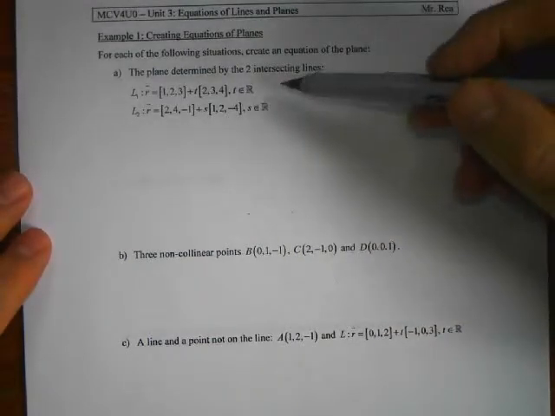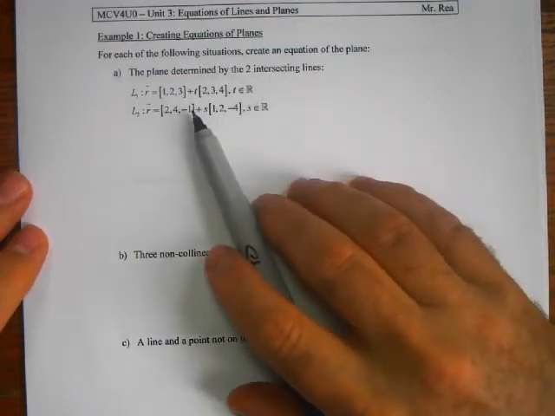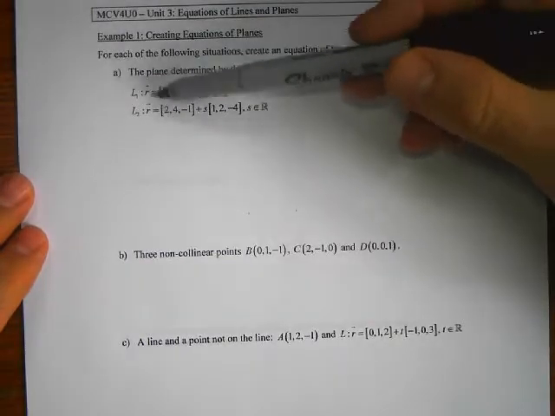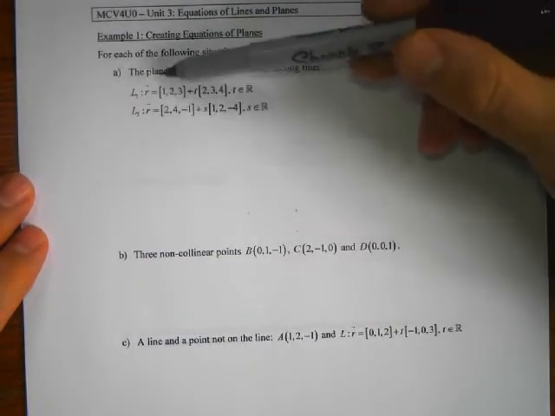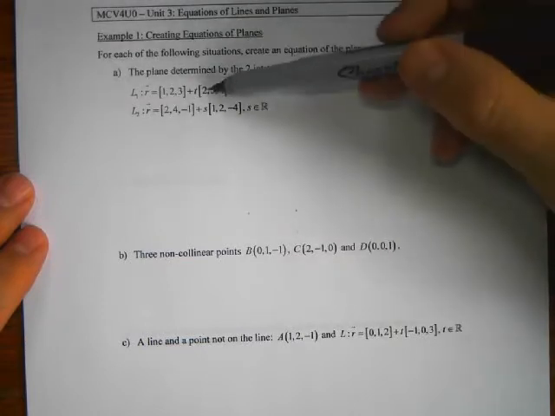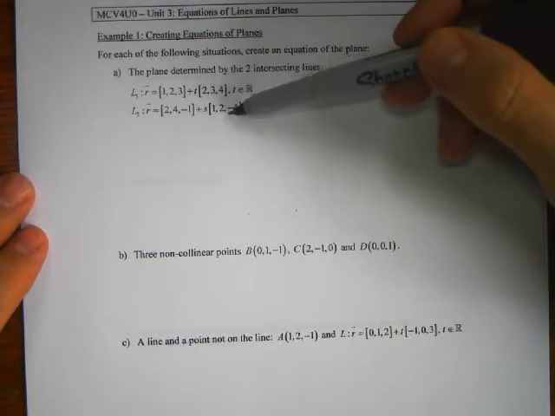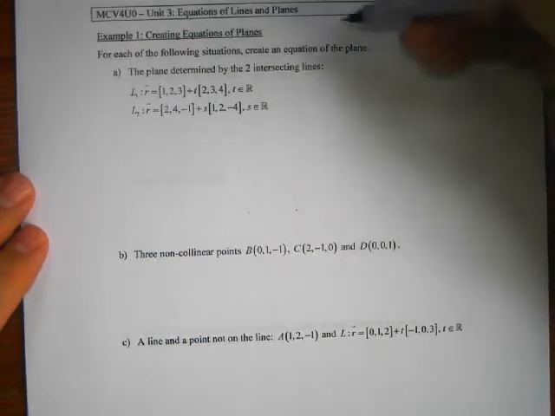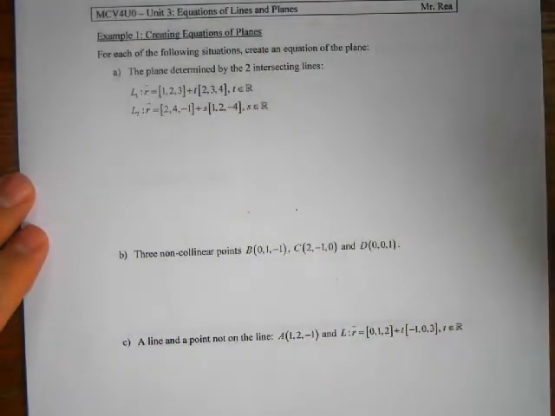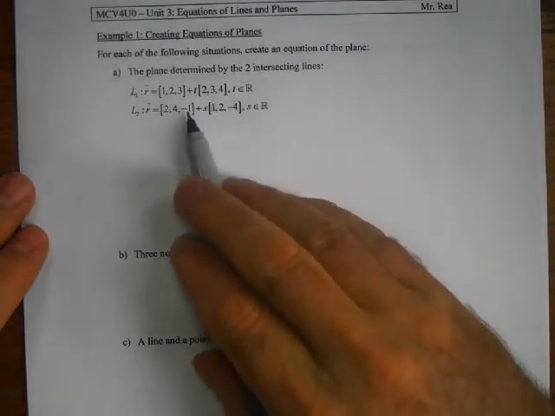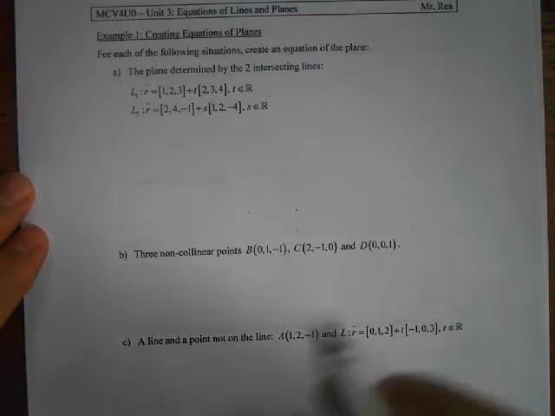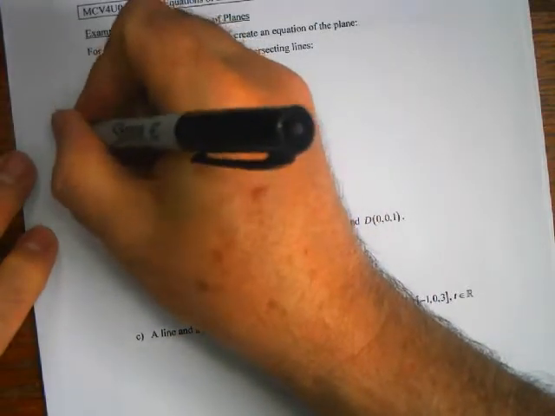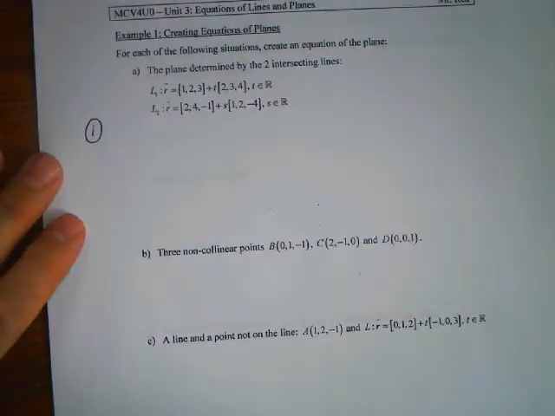In this case, we've got 2 intersecting lines. You can kind of see that the position vectors aren't the same. The 2 direction vectors are not collinear. They're not scalar multiples of each other, so they're definitely not parallel. But they do apparently intersect. We can't tell that just by looking at them. We could prove it, and that's exactly how we're going to start this. So the first thing we're going to do here is find where these 2 lines actually intersect.